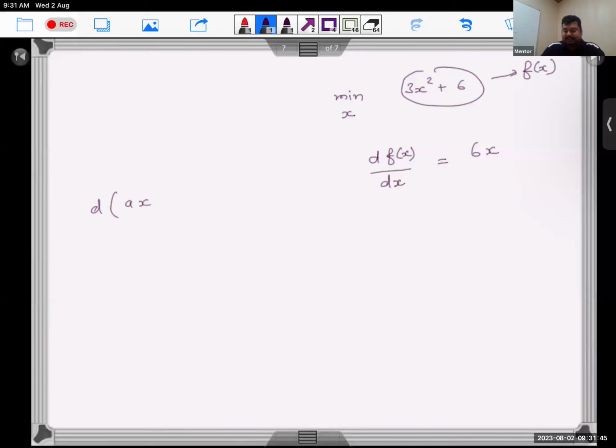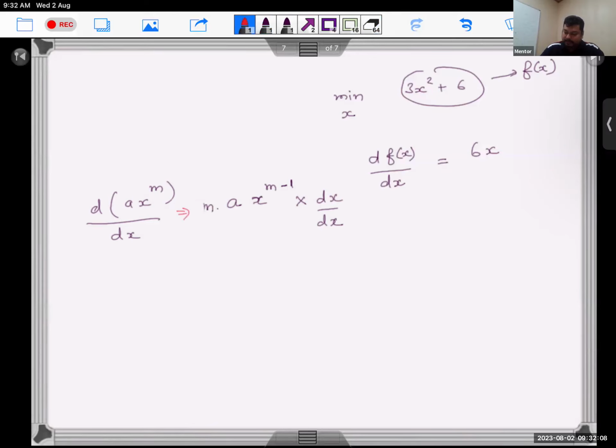Let's say we are differentiating a x to the power m with respect to x. So a is a constant, it comes out. x will be to the power of m minus 1, and you will multiply this with dx by dx again. And this m, the power m, also comes out. Does this make sense?